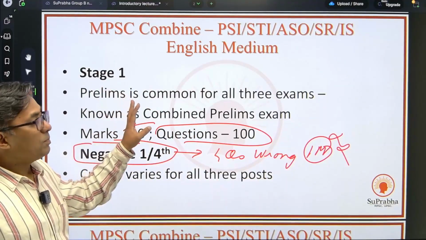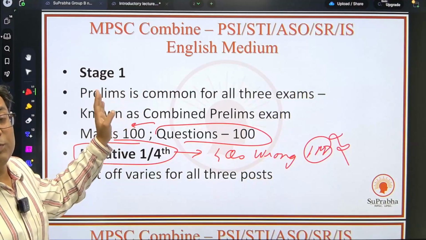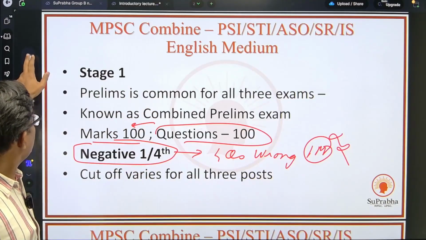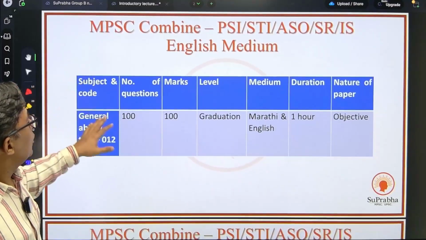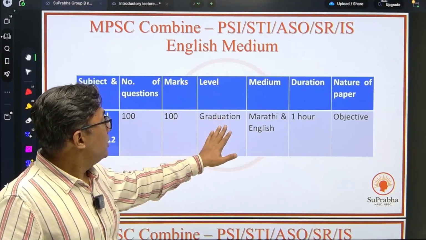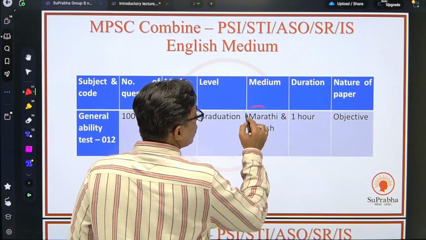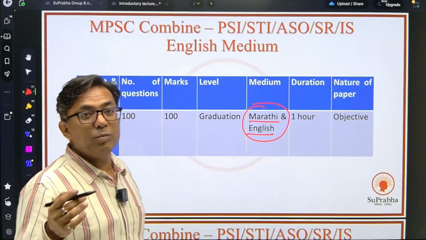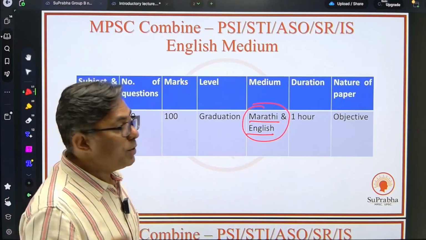And the cutoff for all these different posts is going to vary. For PSI, the prelims cutoff would be different. For STI, the prelims cutoff would be different. Fine, we'll speak about that. Now, the general pattern: you have 100 questions for 100 marks. The prelims, the first stage, level is graduation, and the best part is that for English medium students, the question paper is printed in both Marathi and English. The same question would be printed in both. I mean to say the commission is not biased towards Marathi medium or English medium background students.